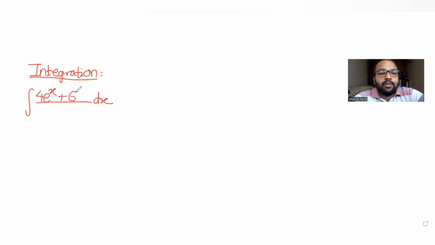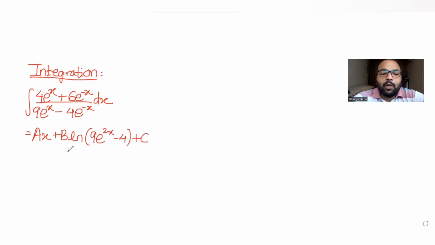Let's see today's question. So today's question is from the topic of integration. And in this question, we have been told that the integral of a fraction dx, where the numerator is 4 e raised to x plus 6 e raised to minus x, and the denominator is 9 e raised to x minus 4 e raised to minus x, is equal to ax plus b log to the base e of 9 e raised to 2x minus 4, plus c. So this is the entire thing we have been told.